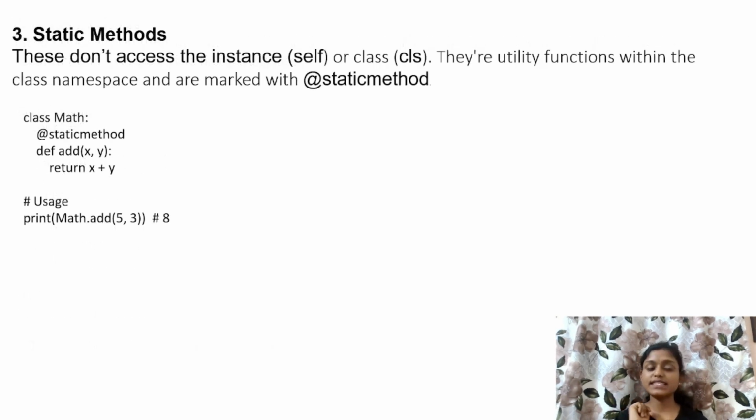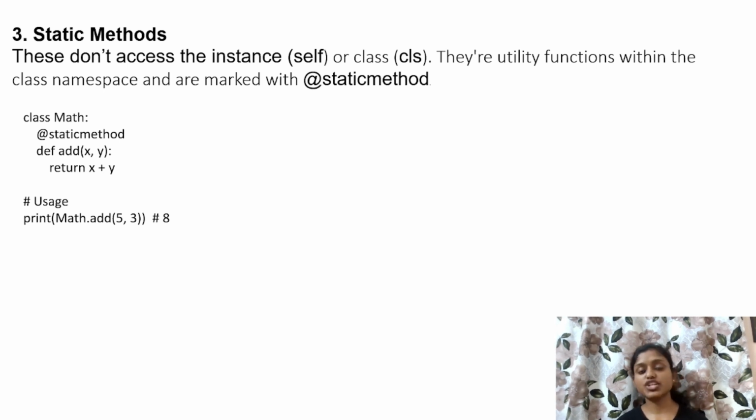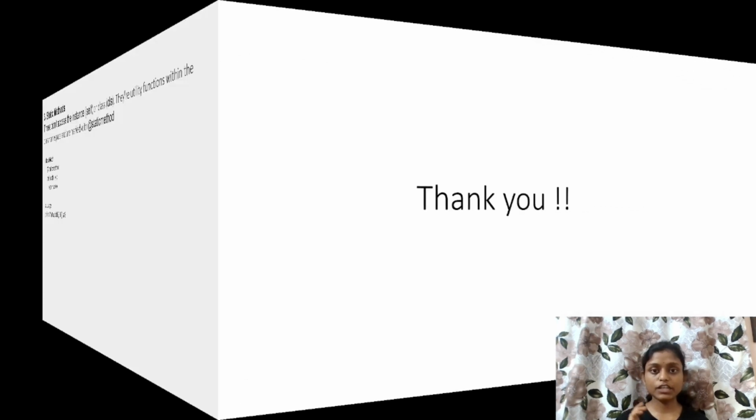And next, let's dive into static methods. These don't access the instance self or the class cls. They are utility functions within the namespace and are marked with @staticmethod. In class Math with @staticmethod, you see I took a method like add, so for this we use a static method, not for instance variables and not for class variables. This is a utility function within the class. And I hope it is clear for you.